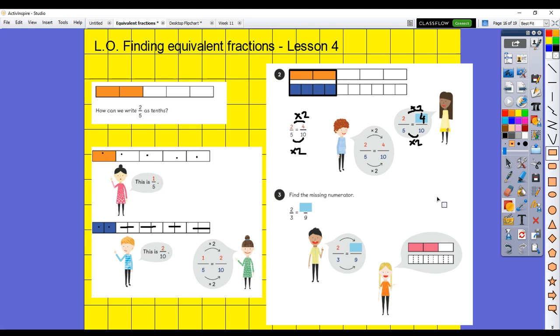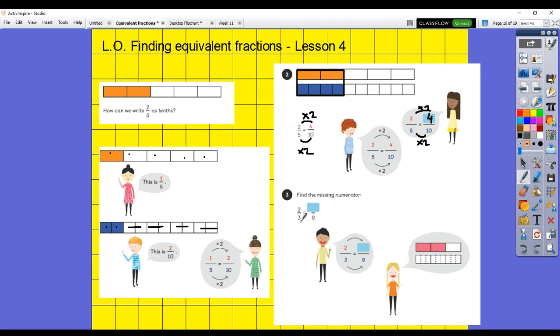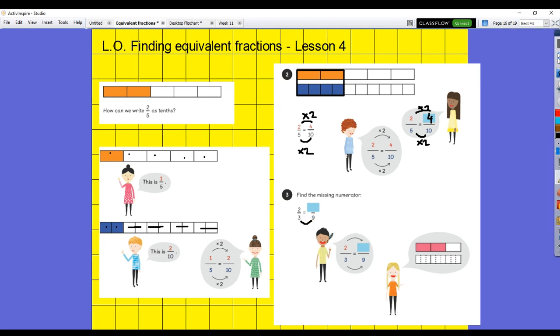Okay, so now we're going to find the missing numerator for here. So I look at the fraction and I go, okay, how many 3's go into 9? Well, 3 times 3 equals 9.